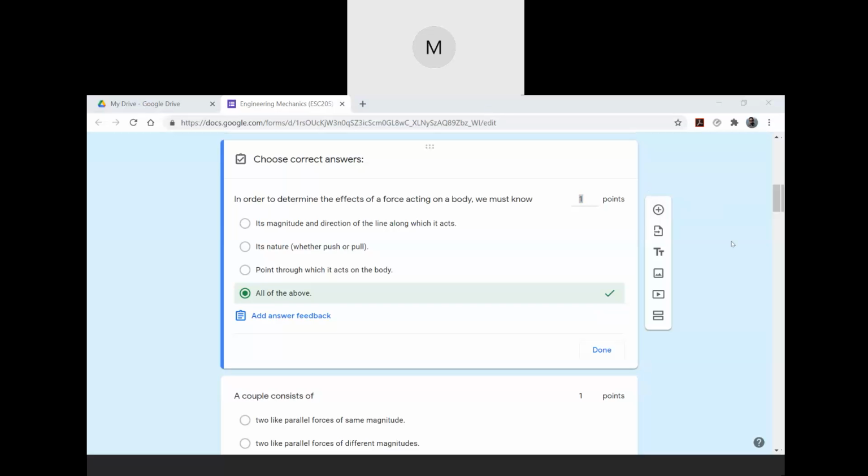Whether it is push or pull. Then next one is what? The point through which it acts on the body, that means the point on which the force is acting. Done. Now after that we go to the next one. A couple consists of two unlike parallel forces of different magnitude. If you remember this thing, always it's two unlike, means not similar, parallel forces, and the magnitude of the forces are always different.